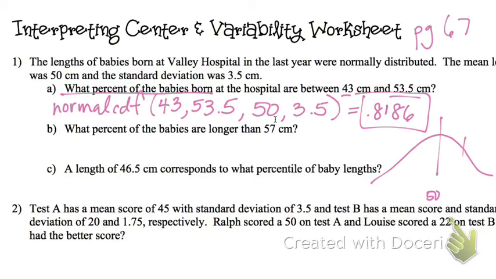So if I've got 50 and 3.5, I'm just going out 3 standard deviations. What percentage of babies are longer than 58 centimeters? Okay, so if you draw your normal curve, the next question says a length of 46.5 is at what percentile? So here's my 46.5. It is 1 standard deviation below the mean.